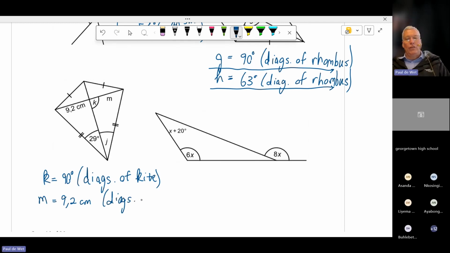Guys, just keep it down a bit, because it's hard for people to concentrate. And then what size must J be? J must be 29 degrees. It's 29 degrees also because the diagonals of a kite bisect the angles, so those angles are bisected and so are those angles.